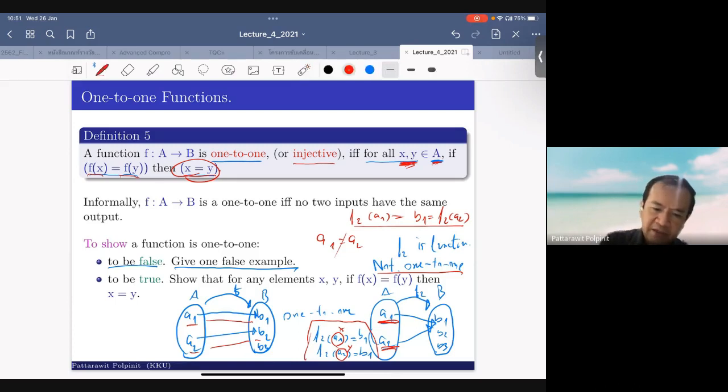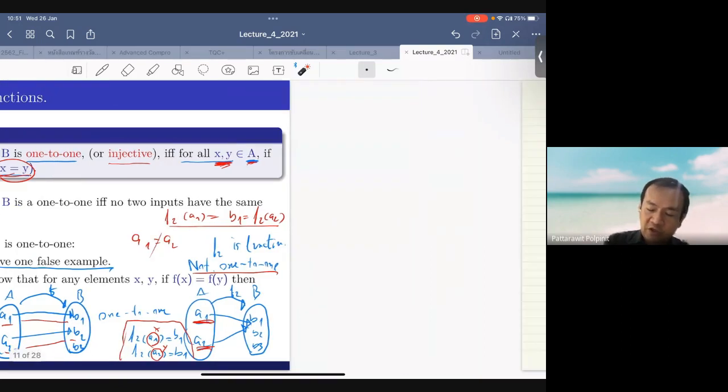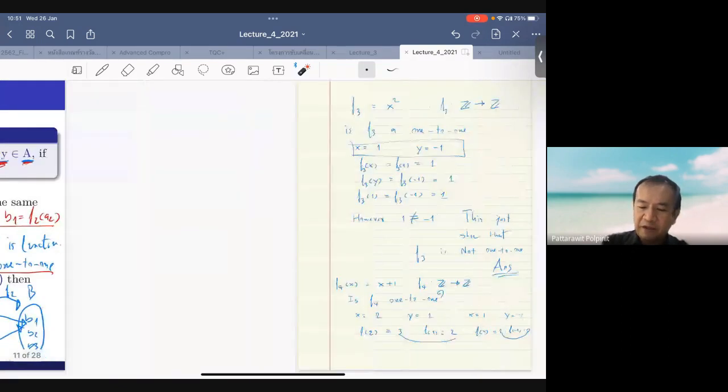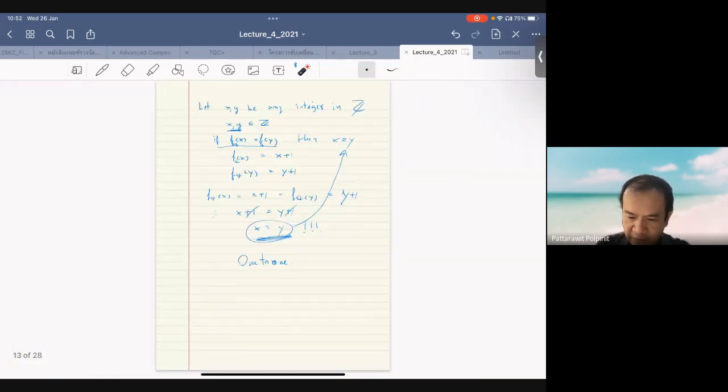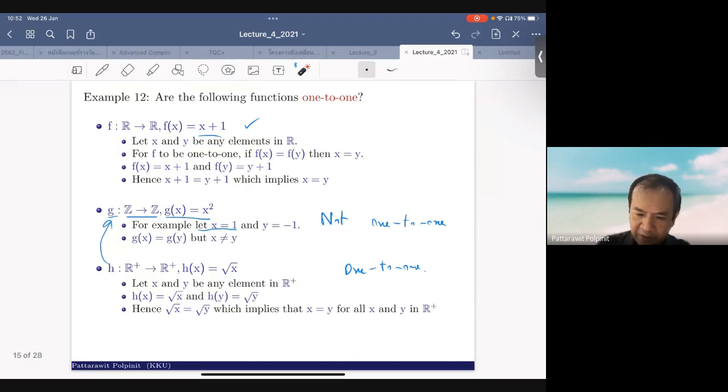Last time we discussed the formal definition: if f is a one-to-one function, then for every members x and y in the domain set A, if f of x is equal to f of y, then x equals y. From this definition, we can use it to prove a one-to-one function. I think we did some example here.